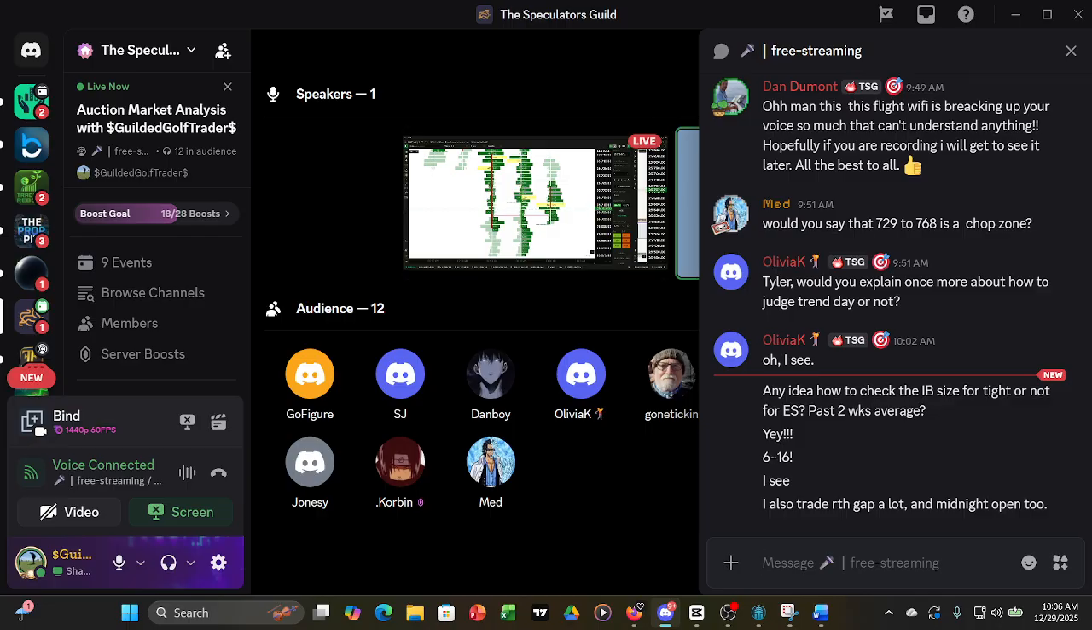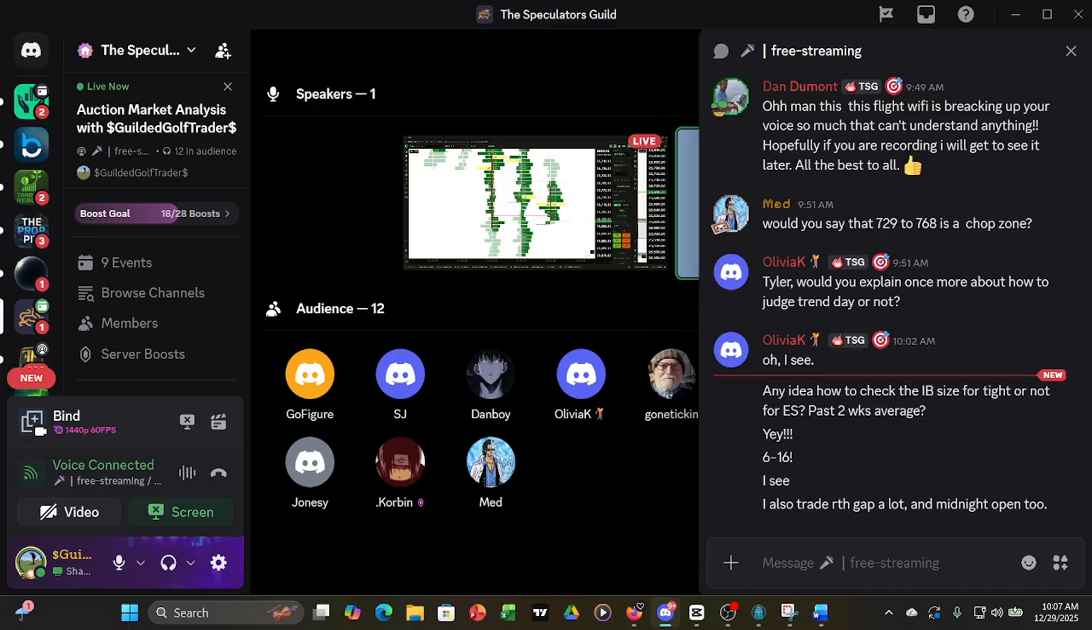Yeah, I love RTH gaps. They're my favorite. The two gaps that you want to avoid are breakaway gaps and continuation gaps. A breakaway gap is when we're coming out of a high time frame consolidation and going into a trend. That's a gap you don't want any part of. You do not fade that gap.